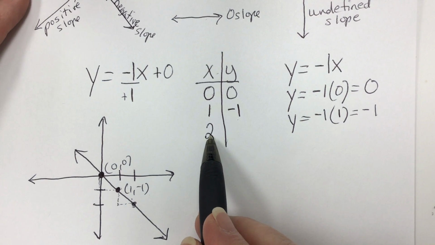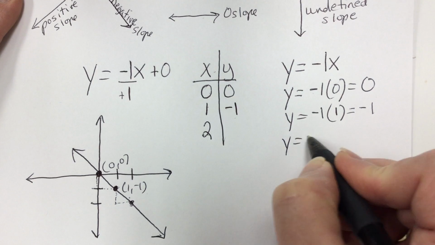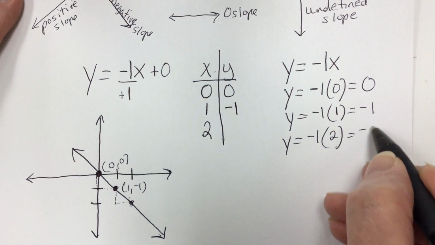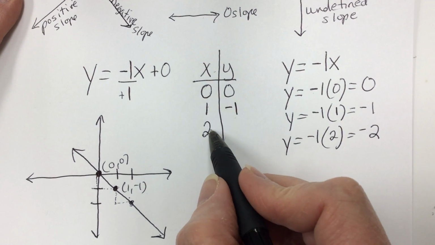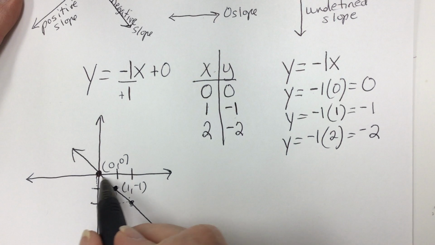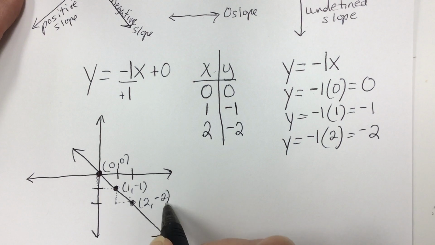All right, let's find another point on our graph. Plugging in x is 2, I have y equals negative 1 times 2. Well, negative 1 times 2 is negative 2. So when x is 2, y is negative 2. So here's another point. To the right 2 and down 2. There's the other point 2, negative 2.